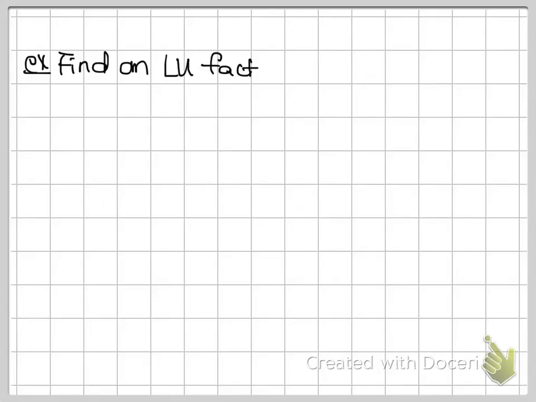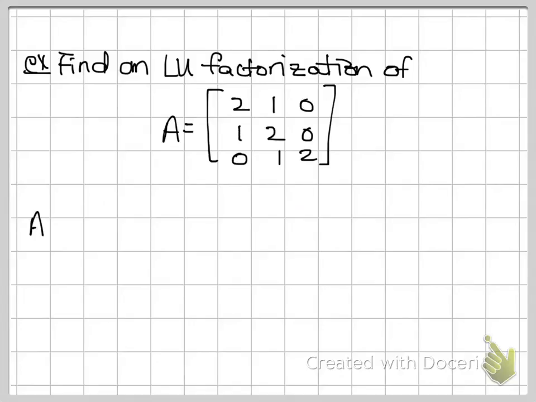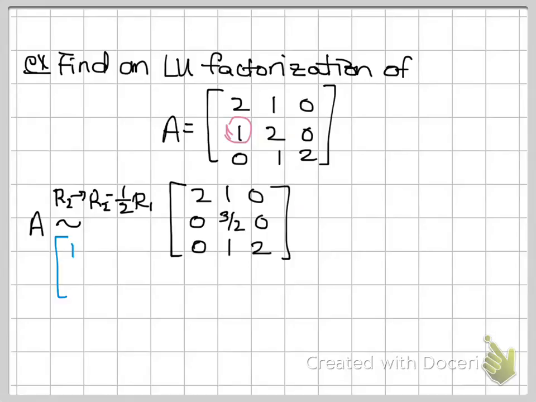Okay, so let's look at an example. Let's find an LU factorization of the matrix A, given here. The first row operation we want to do is to eliminate the 1 here in the 2,1 position. So what would I do to do that? Well, I want to replace row 2 with row 2 minus a half times row 1. So that gives me this matrix. And the elementary matrix that accomplishes that has a negative 1/2 in the 2,1 position, ones down the diagonal, and zeros everywhere else.